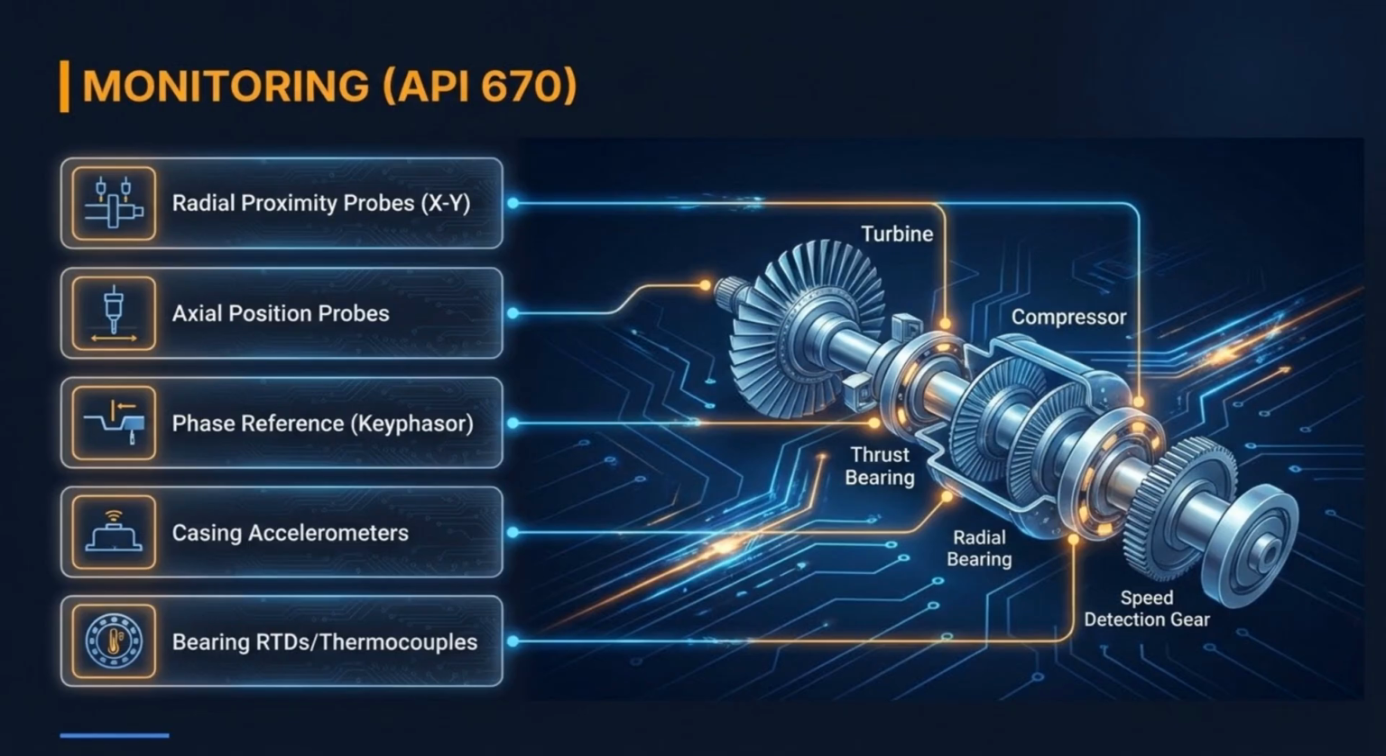This provides a once per revolution pulse, which is essential for determining the phase angle of vibration and the exact RPM. For high frequency faults, or machines with rolling element bearings, we utilize casing accelerometers. Finally, at the bottom, we have our slow speed variables, bearing RTDs and thermocouples. While vibration tells us how a machine is moving, temperature tells us about the health of the lubrication and load on the bearing. A sudden spike here is often the first sign of an impending bearing wipe.